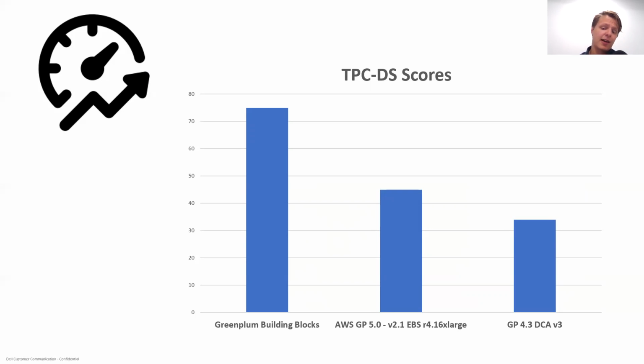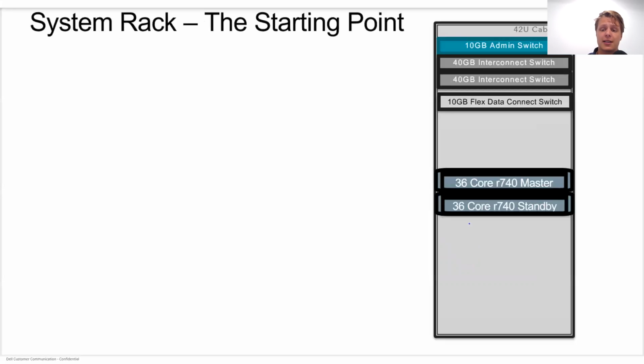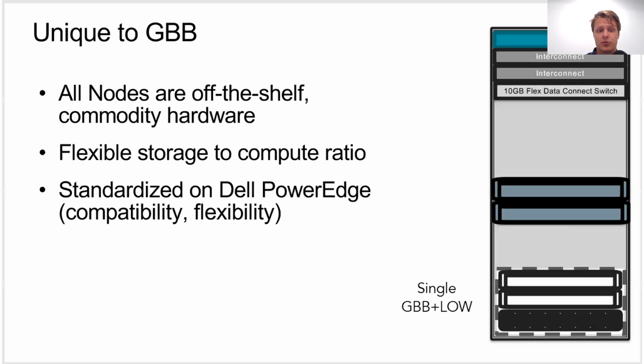And you can see it's much faster than the AWS EBS extra large configuration as well. So you can really get this config to scream. And what it really looks like essentially is you've got your starting point, which is essentially a couple of R740s as your master and your standby node. Everything is highly available. You can see that the interconnect switches are 40 gigabytes. We've gone to 40 gigabytes, and that's also helped the throughput here.